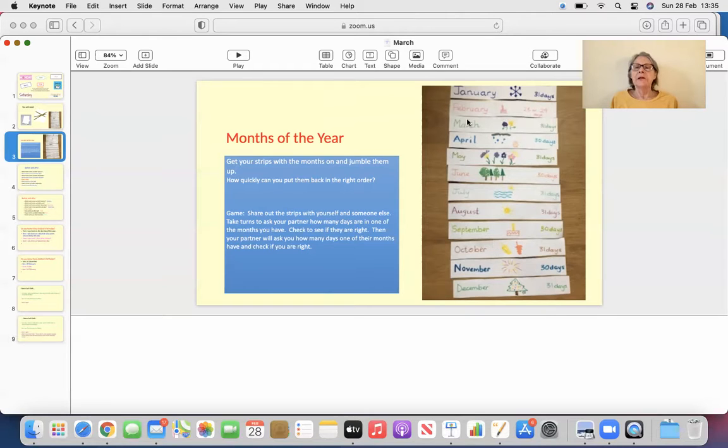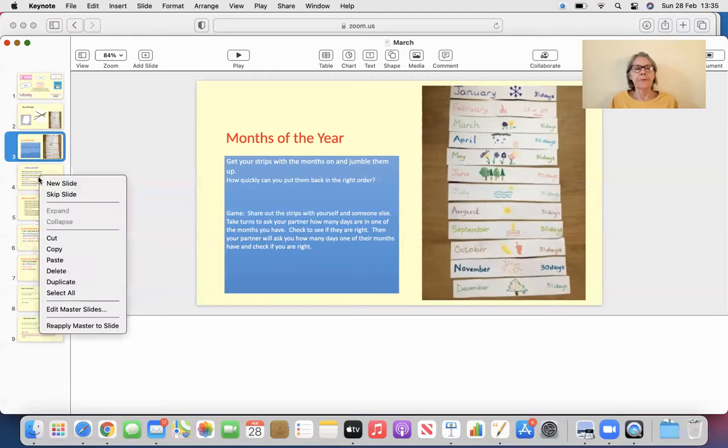When you've done that, set your months out in the right order, because it will be useful for the next tasks that we're going to do.